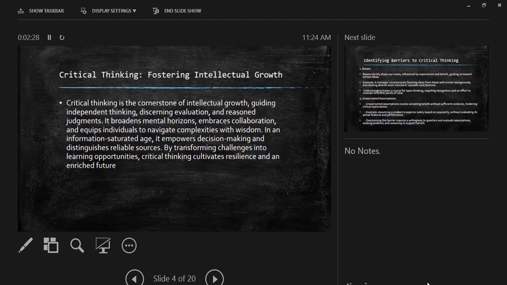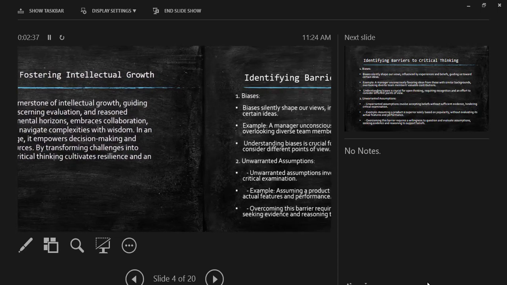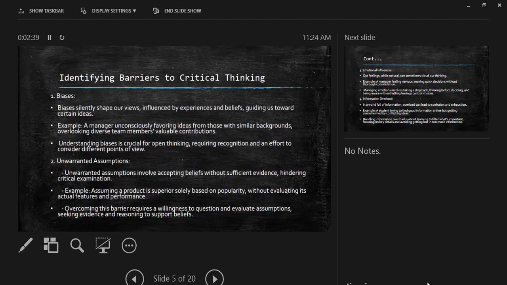Critical thinking, as I mentioned earlier, helps us to make decisions in day-to-day life and fosters our intellectual growth. Now we list some barriers of critical thinking.